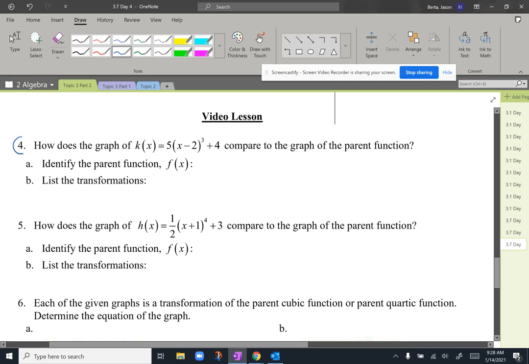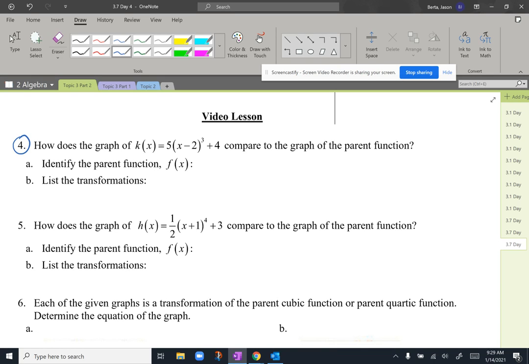Okay, looking at problem 4 here. How does the graph of k of x, which equals 5 times (x minus 2) cubed plus 4, compare to the graph of the parent function? First, I want to identify the component parts of k of x.